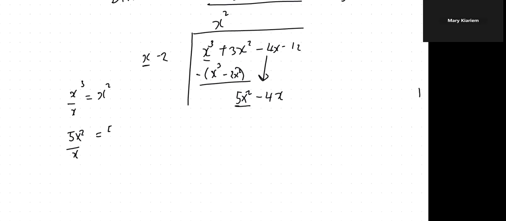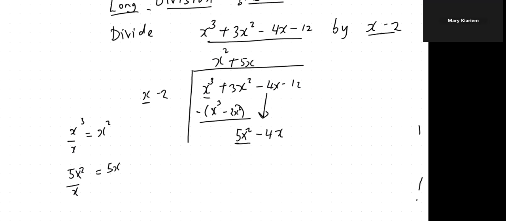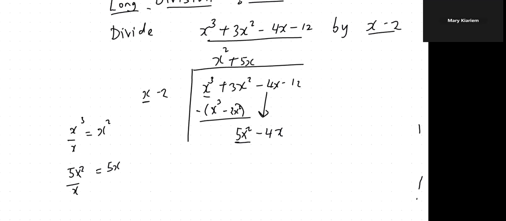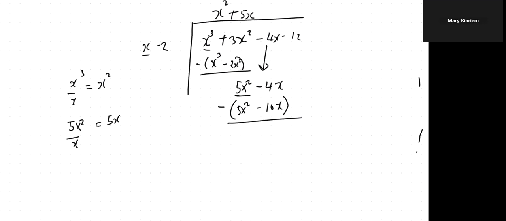So we'll come and write 5x at the top. It's positive, so it will be plus 5x. Again, we'll have to subtract. But we are simply subtracting the product of the 5x we got and x minus 2. So that product is simply 5x squared minus 10x. Again, be careful of the signs. It's a problem that I've seen a lot of times.